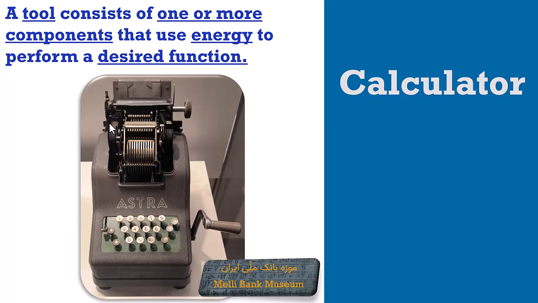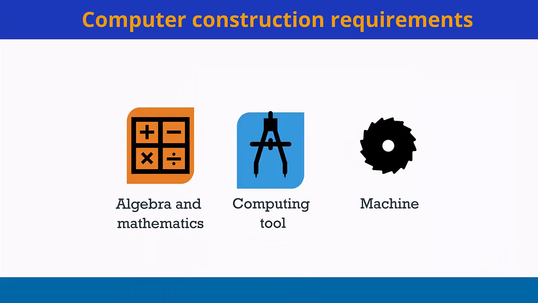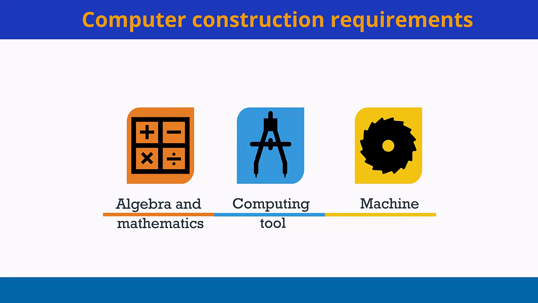Actually, it is an almost complicated device that uses energy to perform a desired function. Well, that's right. With a handle that takes in mechanical energy, it performs a function. The desired task is to calculate basic operations. It is still not very clear how this device was created and what it is doing. For this reason, we divide the computer into smaller pieces. In total, we can put them in these three categories: algebra and mathematics, computing tools, and machine. We will describe each of these in the following sections.